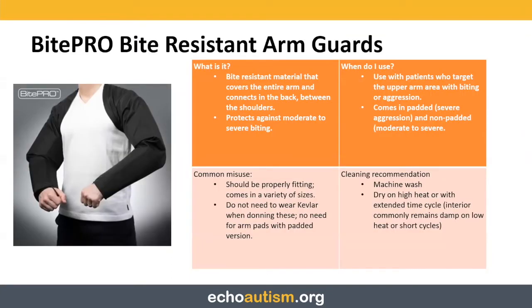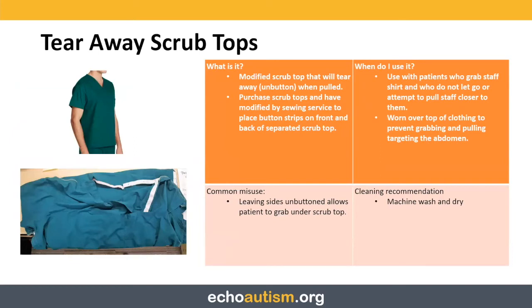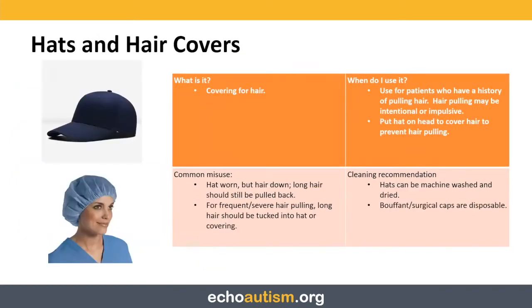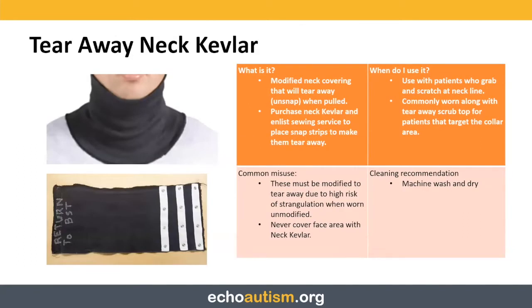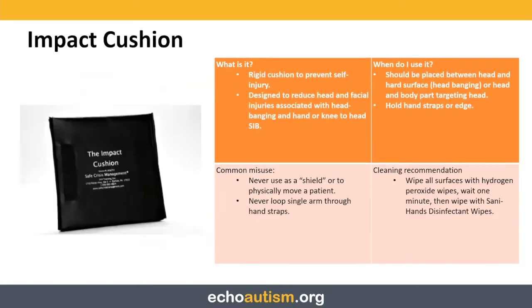So those are the big things we use for our toolkit for aggression that are the high level equipment: the helmet, chest protectors, the BitePROs, the Kevlar and scrub tops, or the neck Kevlar and scrub tops. These are typically specialty equipment, typically only deployed by our internal behavior safety team, because if you have that level of risk, you need a whole consult team working with you. Our hat and hair coverings, our masks and gowns, our impact cushions are on the floor, on everybody's floor.